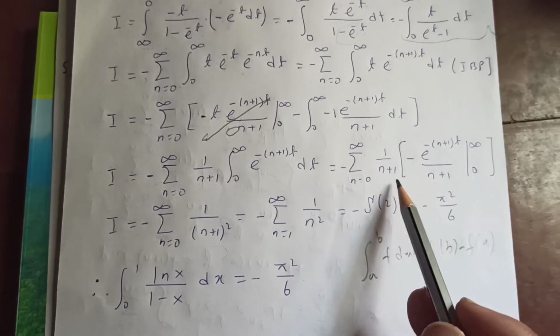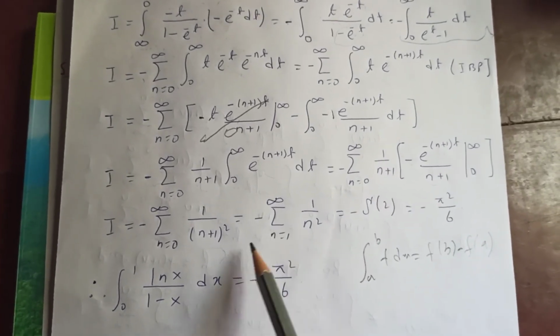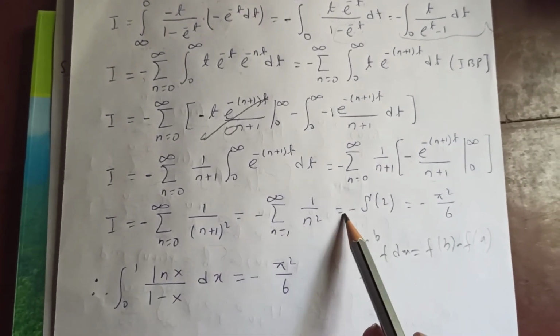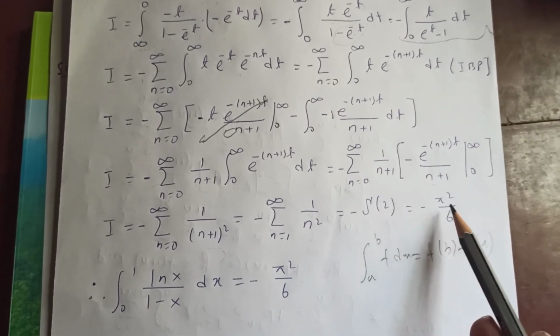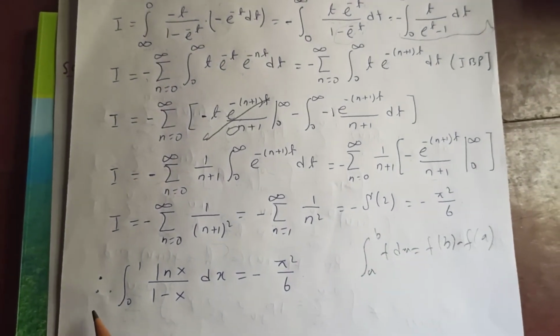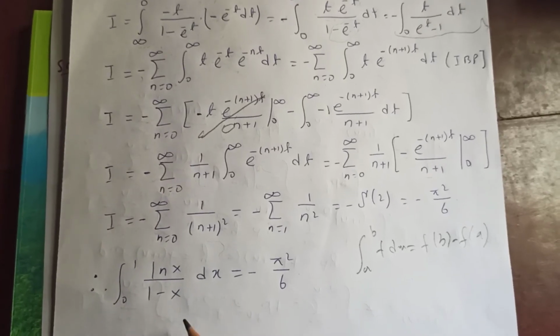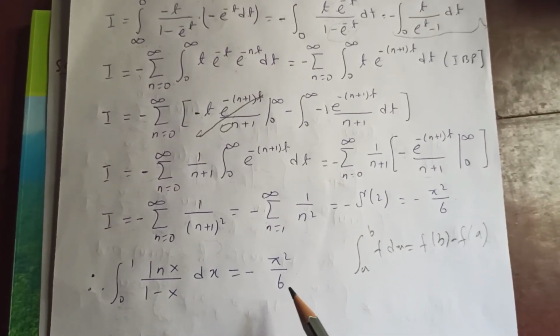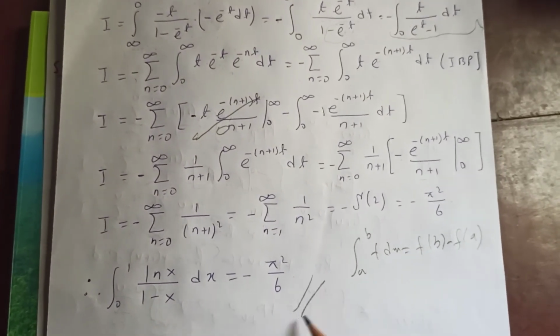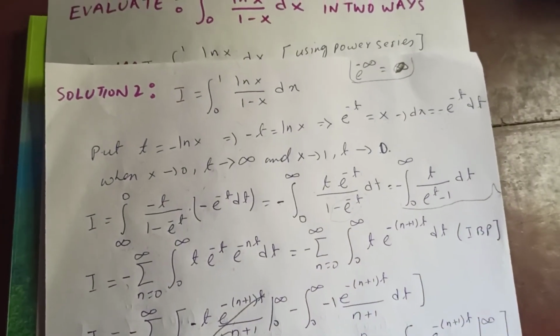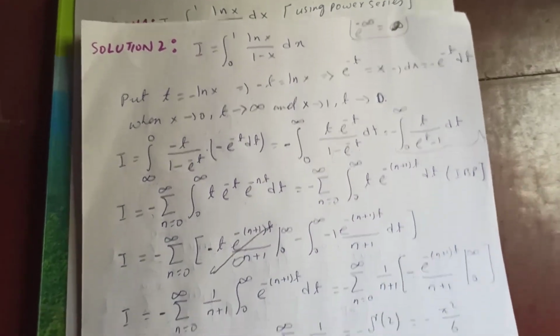So take this 2 here, equal to minus, same as 1 over n square. So which is minus zeta 2, minus pi square over 6. So the integral from 0 to 1 of ln x over 1 minus x dx is minus pi square over 6. So that is the proof for our integral, okay? That is solution 2, and this is our solution 1.